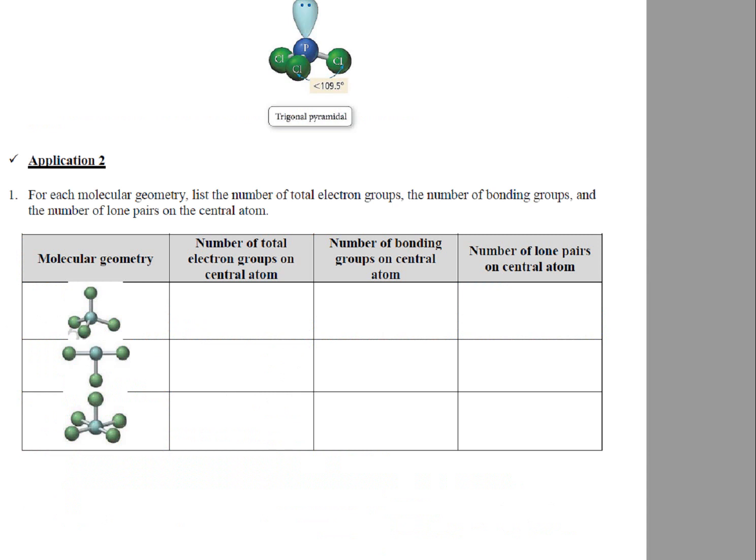For each molecular geometry, list the number of total electron groups, the number of bonding groups, and the number of lone pairs on the central atom. Looking at this molecule, it's very clear that the central atom is surrounded with 4 atoms, so it is of the type AX4. The number of total electron groups around the central atom is 4. Number of bonding groups is 4 because there are no lone pairs. Number of lone pairs, 0.